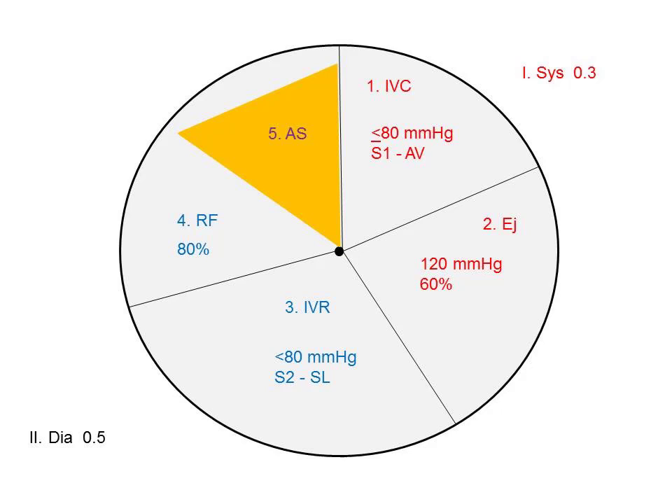So we also have listed less than or equal to 80 millimeters of mercury. That's our pressure in the ventricles. We've got S1 AV. What does that mean, S1 AV? S1. Heart sound 1, our AV valves closing. Notice here in isovolumetric contraction, less than 80 millimeters of mercury.